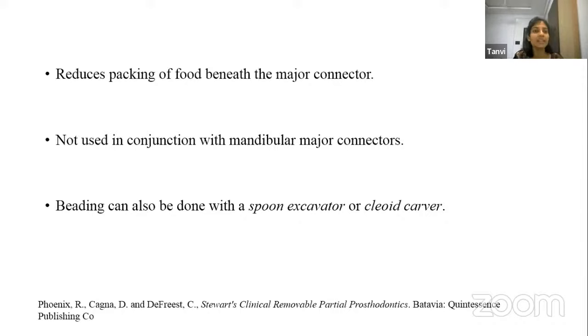The reason being, the mandibular major connectors are usually on the movable tissues of the oral cavity. So such intimate positive contact will unnecessarily damage and traumatize the soft tissues of the mandibular arch. It can also be done with the help of the end of the spoon excavator or the Clear Cover.